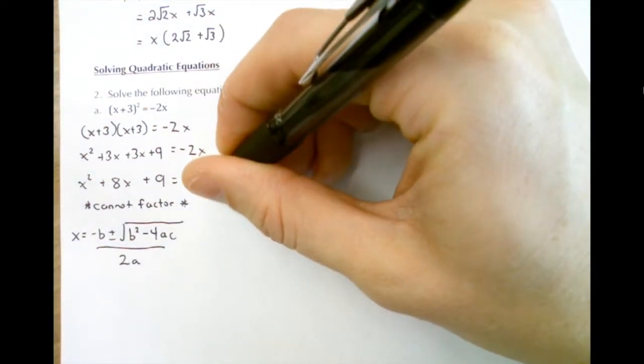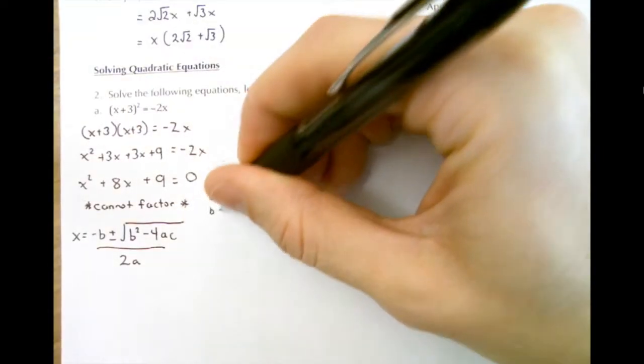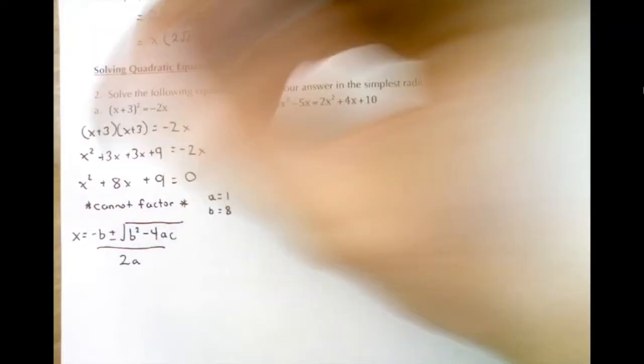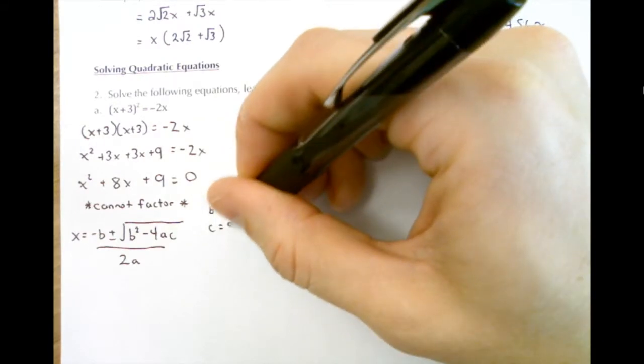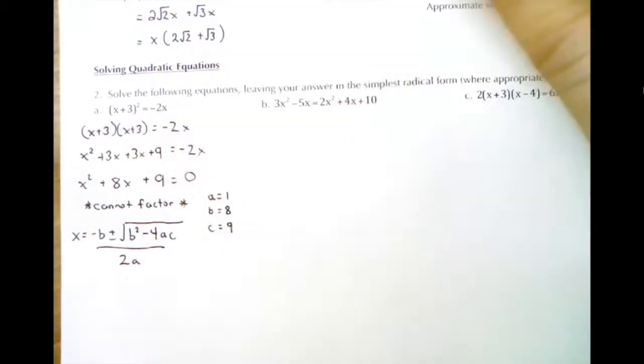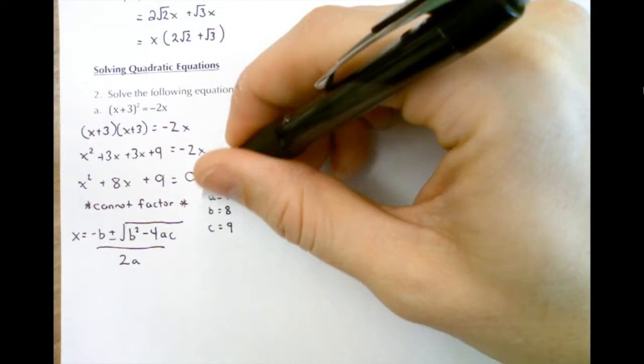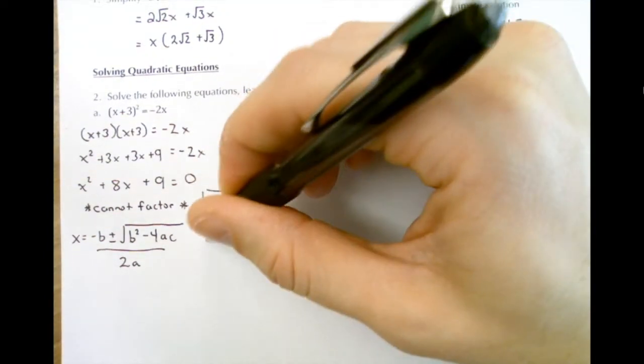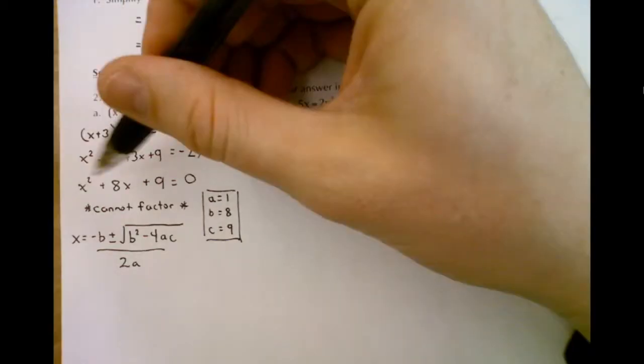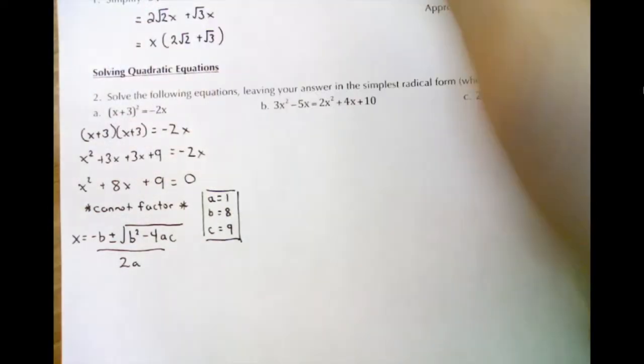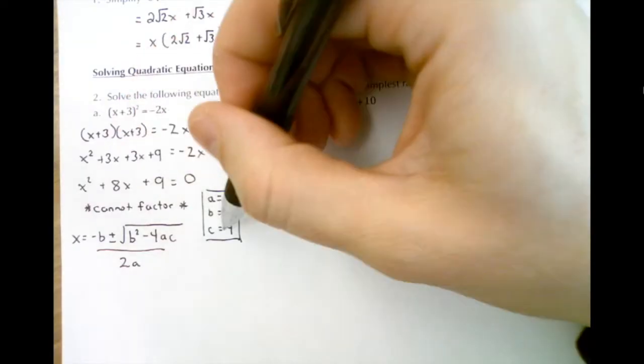off to the side, a would be 1, because it's the number in front of x squared. b would be 8, the number in front of x, and c would be 9, the number at the end, the constant term. If some of those terms are missing, like say there was no x term, then b would be 0. If there was no constant term, then c would be 0.